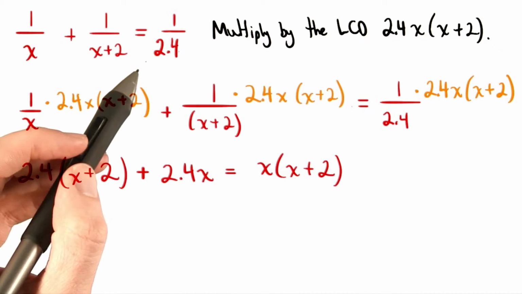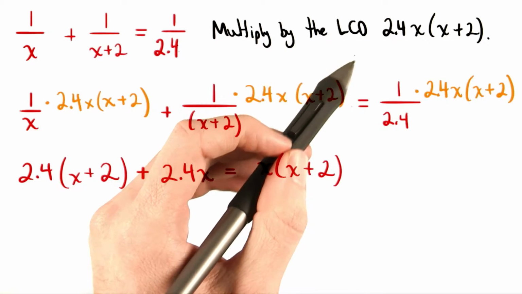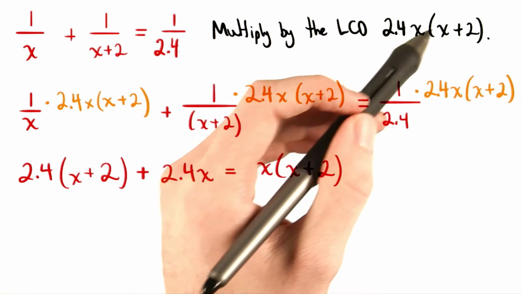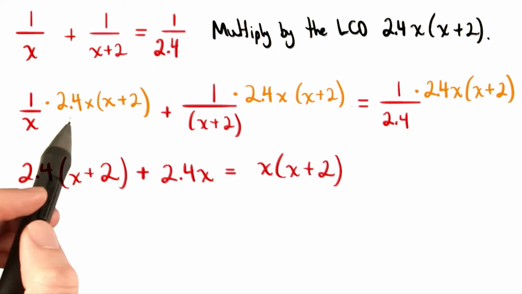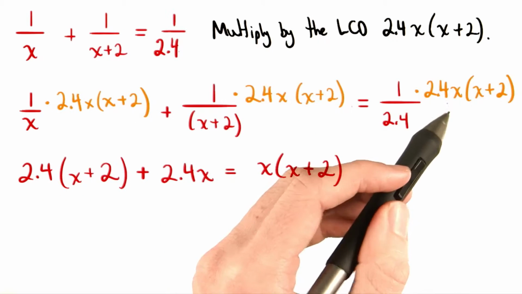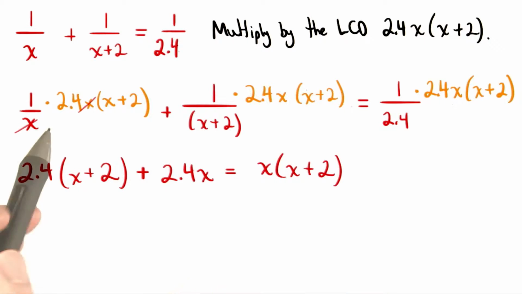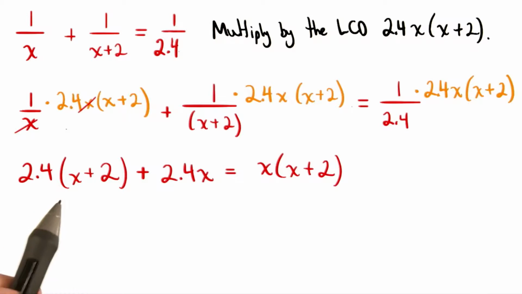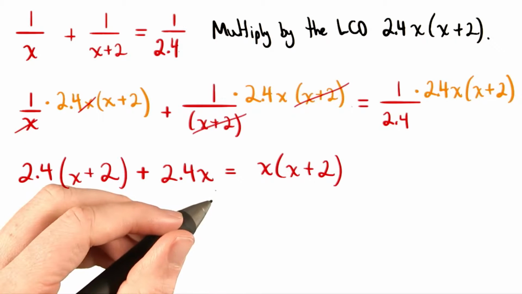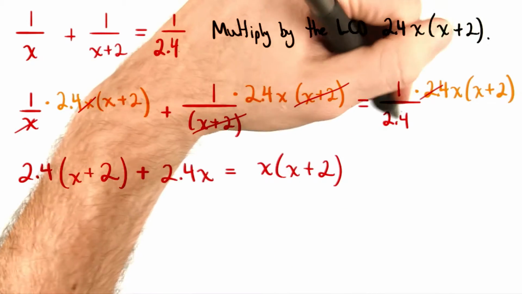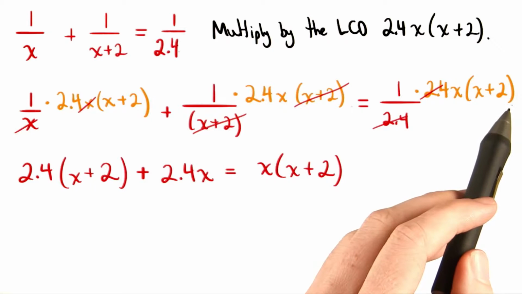We'll start solving this equation by multiplying through by the LCD, 2 4/10 times x plus 2, the product of these three denominators. When we multiply through by the LCD, we can simplify each of the terms. The first term reduces to 2 4/10 times x plus 2, the second term reduces to 2 4/10 times x, and the last term simply reduces to x times x plus 2.